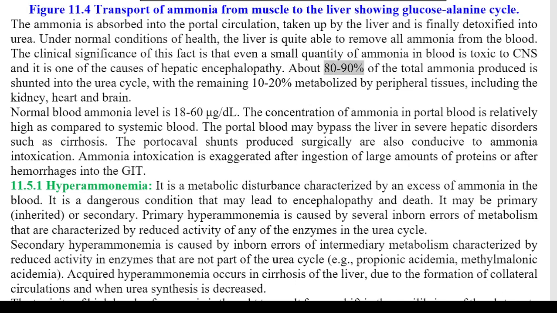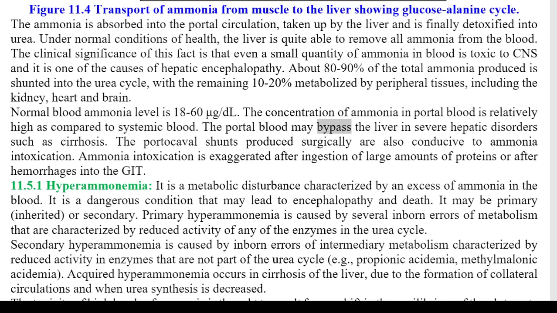About 80 to 90% of the total ammonia produced is shunted into the urea cycle, with the remaining 10 to 20% metabolized by peripheral tissues, including the kidney, heart, and brain. Normal blood ammonia level is 18 to 60 μg/dl. The concentration of ammonia in portal blood is relatively high as compared to systemic blood.